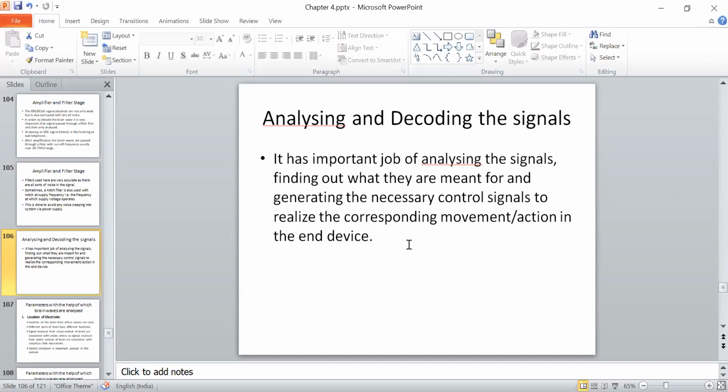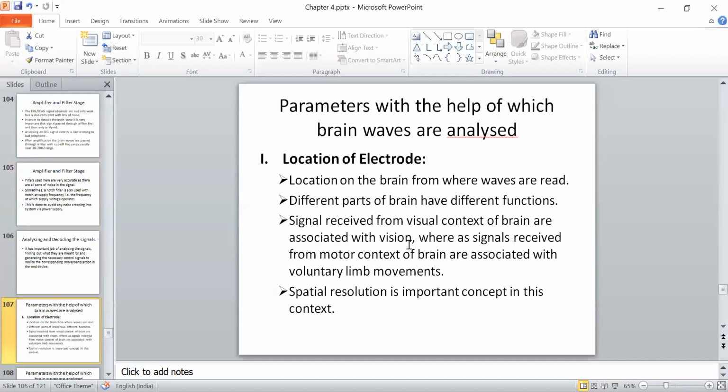Now you have to analyze and find out the meaning of that particular signal, why your brain has generated this signal. To do this, we use different kinds of parameters. So we discuss some of the parameters here. One parameter could be the location of the electrode.